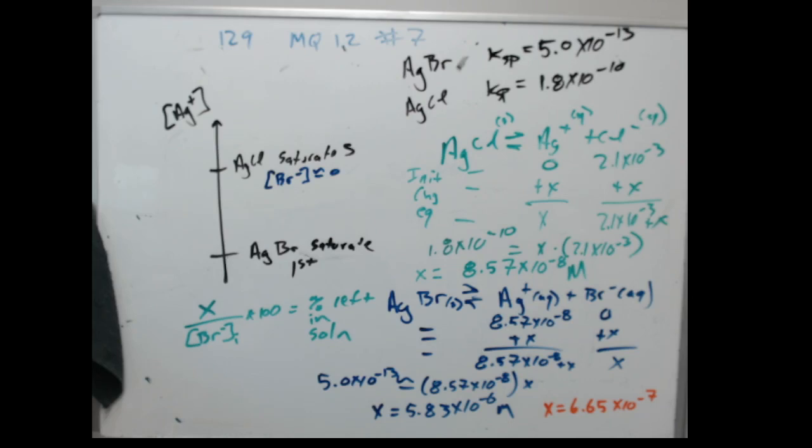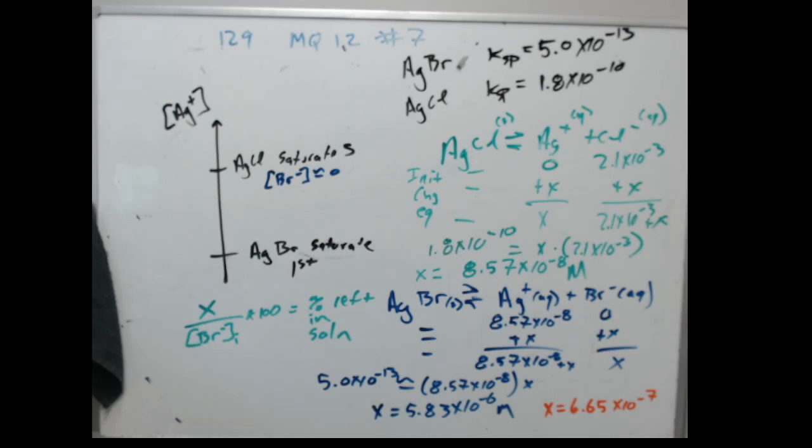The first thing we have to do is figure out which thing is going to saturate first, which thing is going to precipitate first. The nice part is, since it's all 1-to-1 ratios, it's just the smaller KSP precipitates first. So I know that silver bromide is going to precipitate first, which means I'm going to hit its saturation point first, and then it'll start to precipitate.